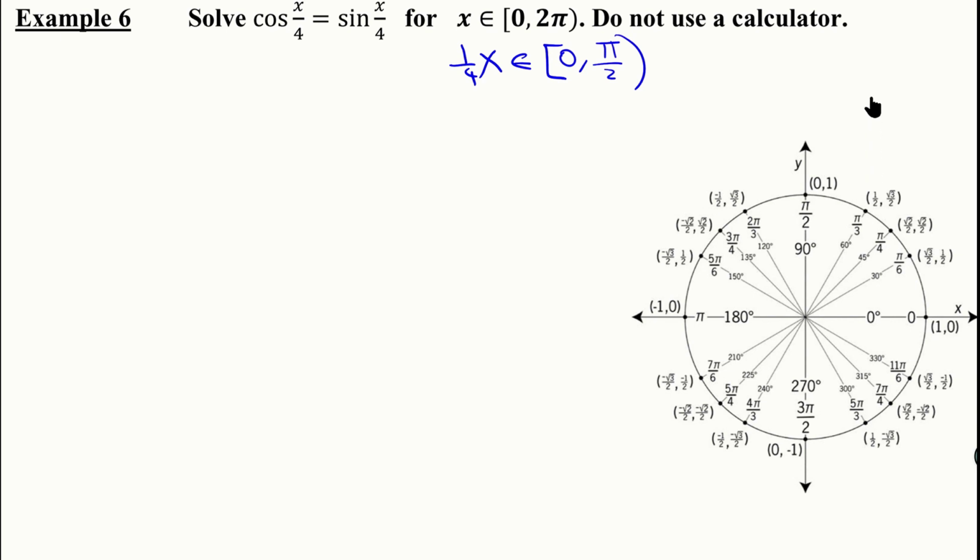So we're going to say x over 4 equals pi over 4. And now all we need to do is solve for x. So that means we're going to multiply both sides by 4. So we end up with x equals pi.